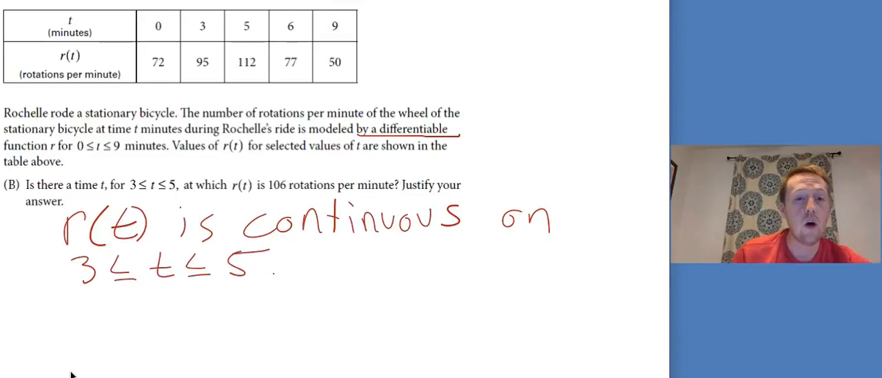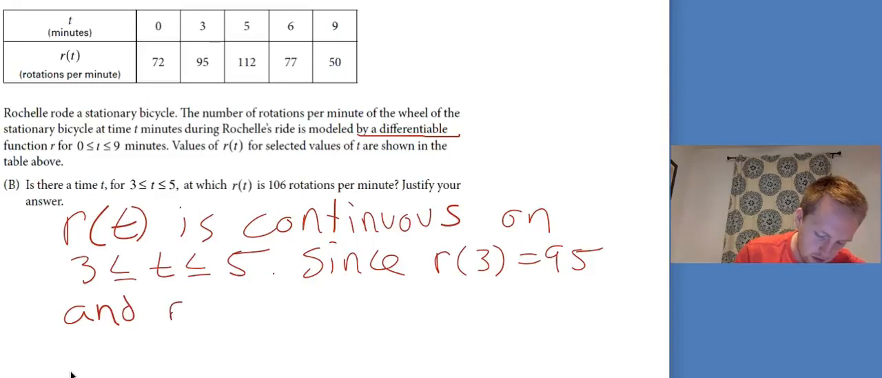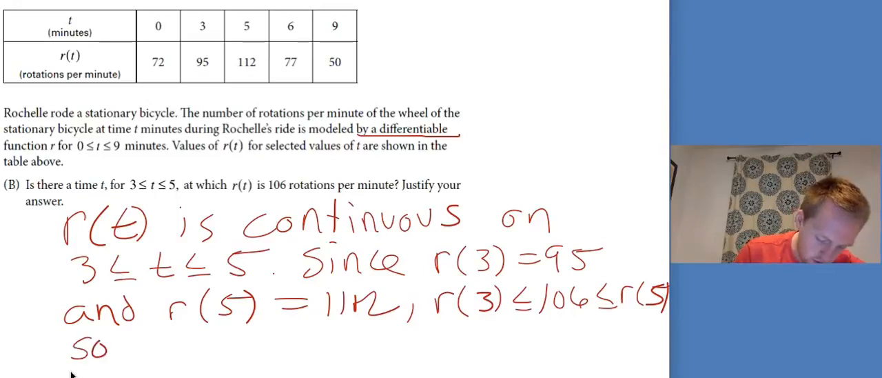I also know that r of 5 is 112, r of 3 is 95. So since r of 3 equals 95 and r of 5 equals 112, r of 3 is less than or equal to 106, less than or equal to r of 5. So yes.